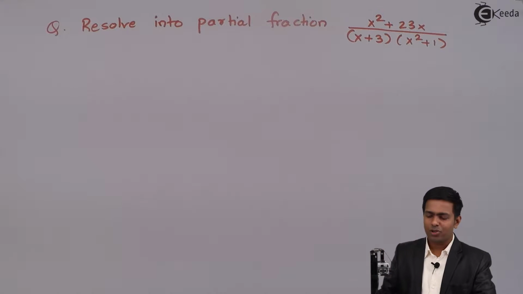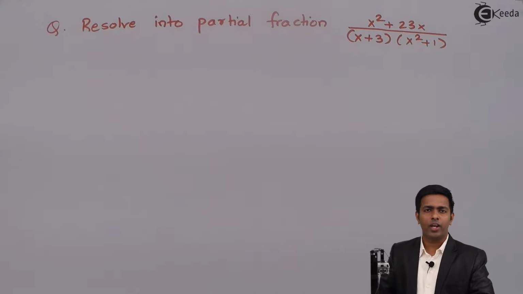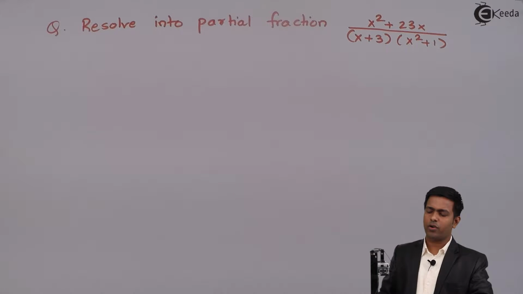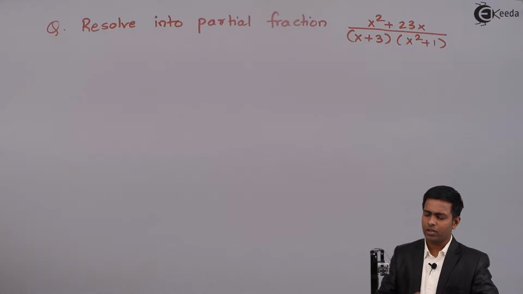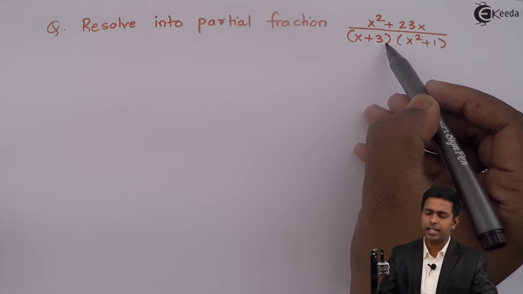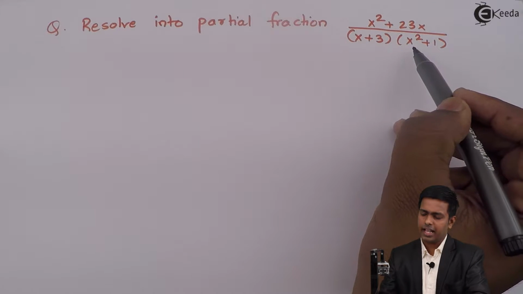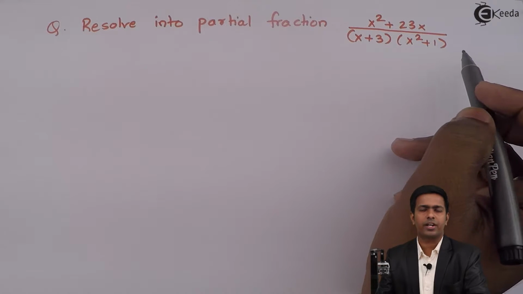Hello friends, so here in this problem we have to find out the partial fraction for (x square plus 23x) whole upon (x plus 3) into (x square plus 1). Now before finding the partial fraction of the given term, if you observe the denominator, then here x plus 3 is the linear term and x square plus 1 is the quadratic term.